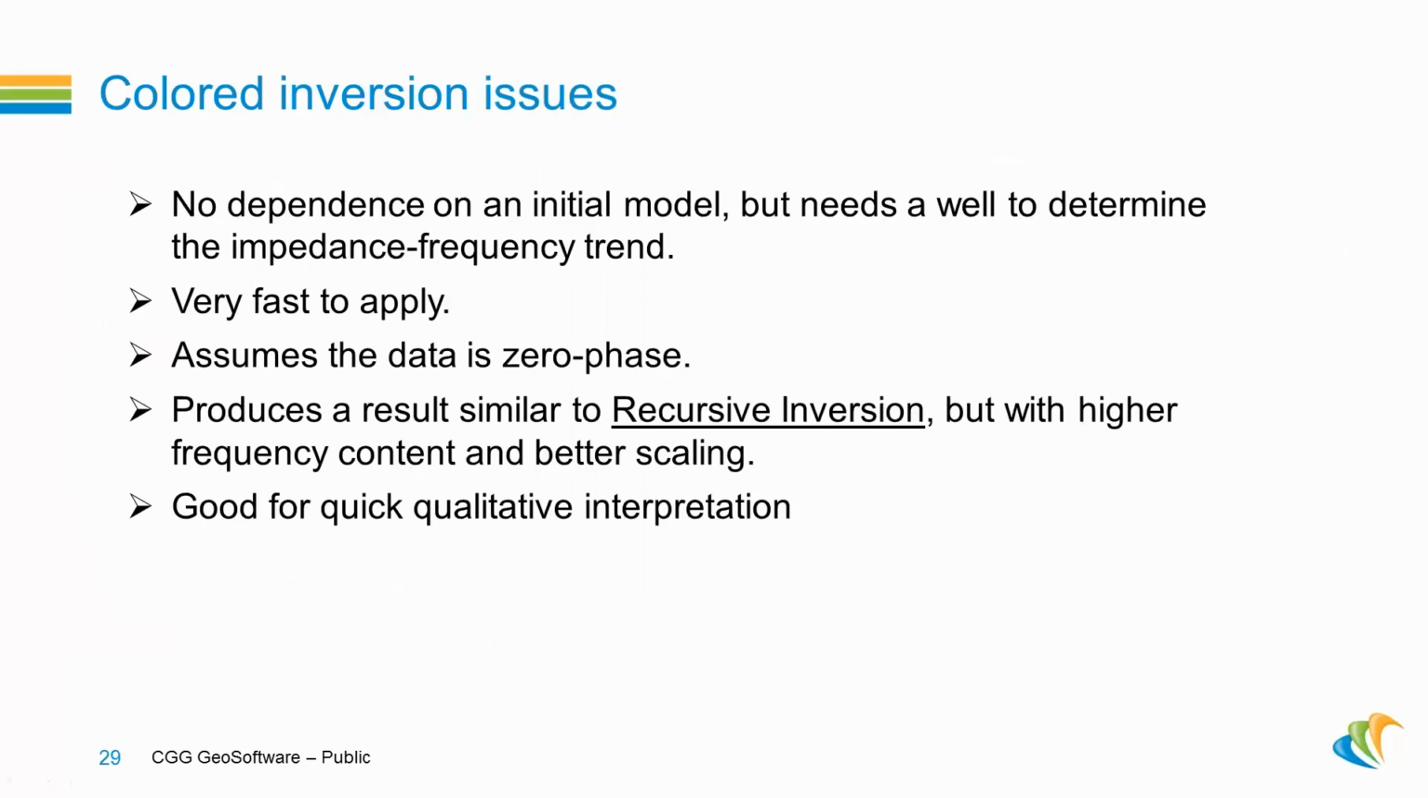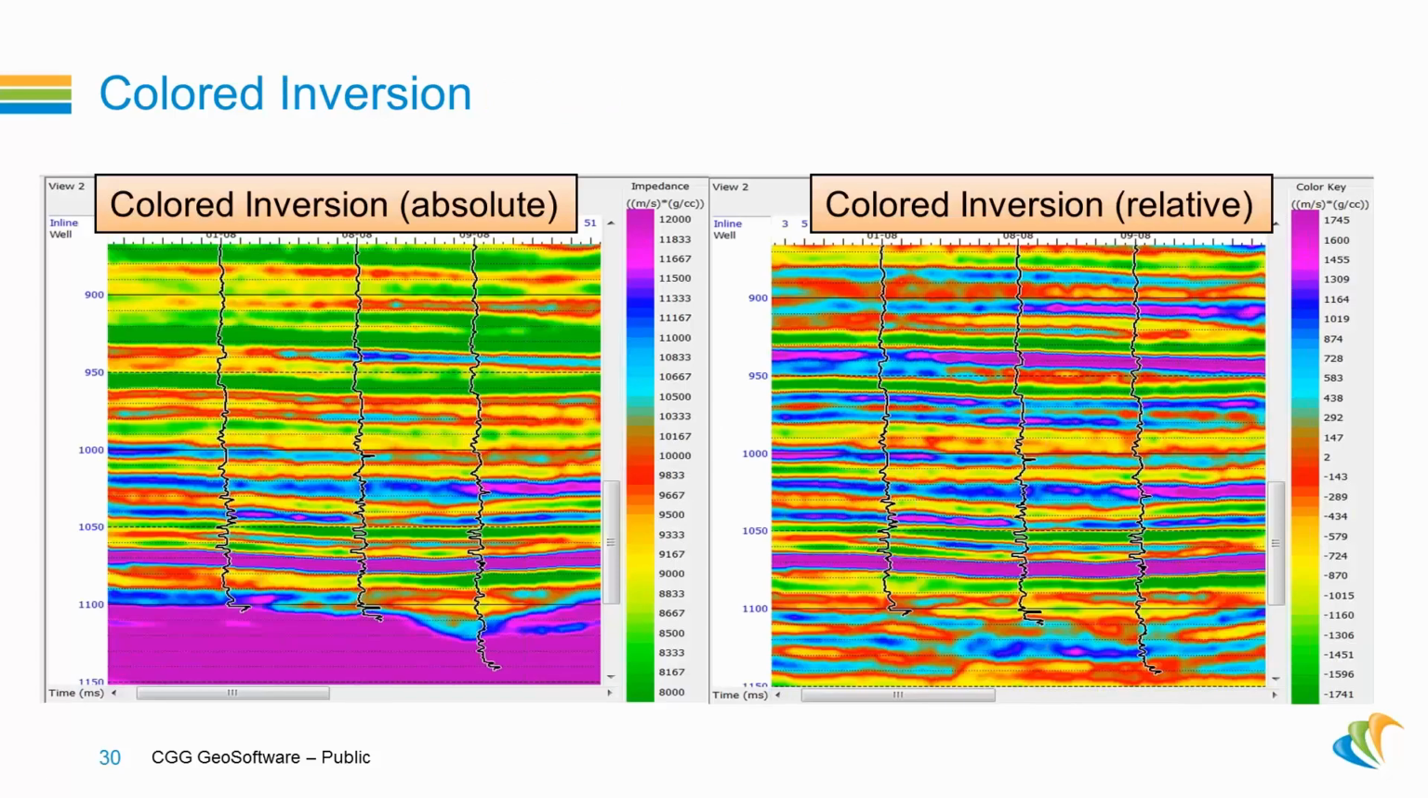It does not depend on an initial model, but needs wells to determine the impedance frequency trend. It is very fast to apply, assumes the data is zero phase again, and produces a result similar to recursive inversion, but with higher frequency content and better scaling. Again, this is good for quick qualitative interpretation. You can see here that colored inversion is provided as absolute value and relative value. You can have the low frequency part added to the inversion results, and you can get the absolute values.